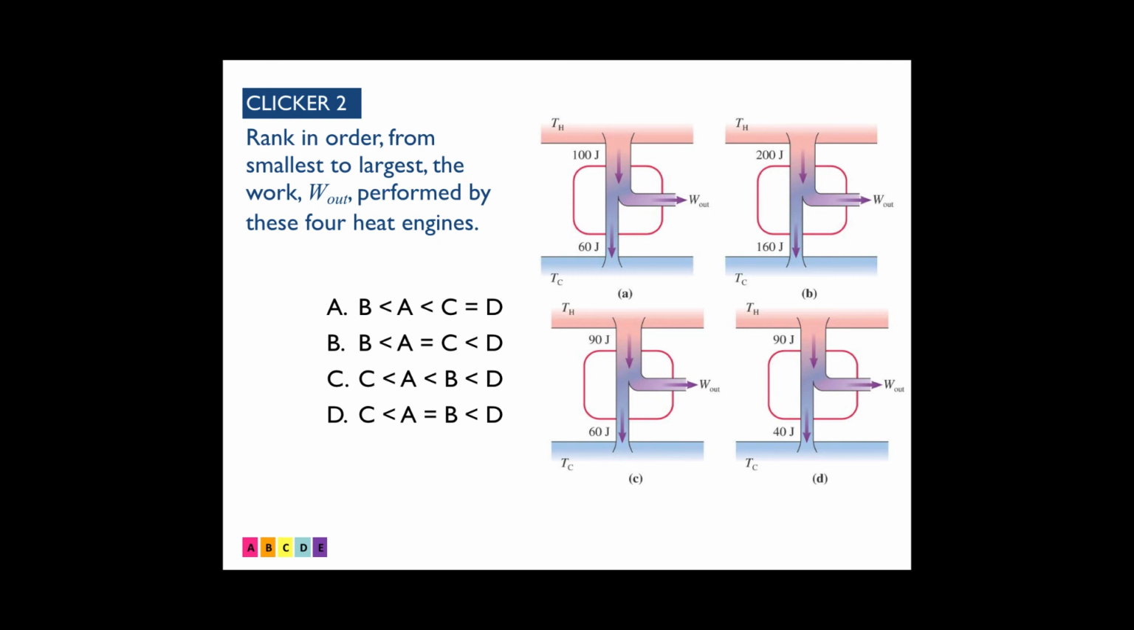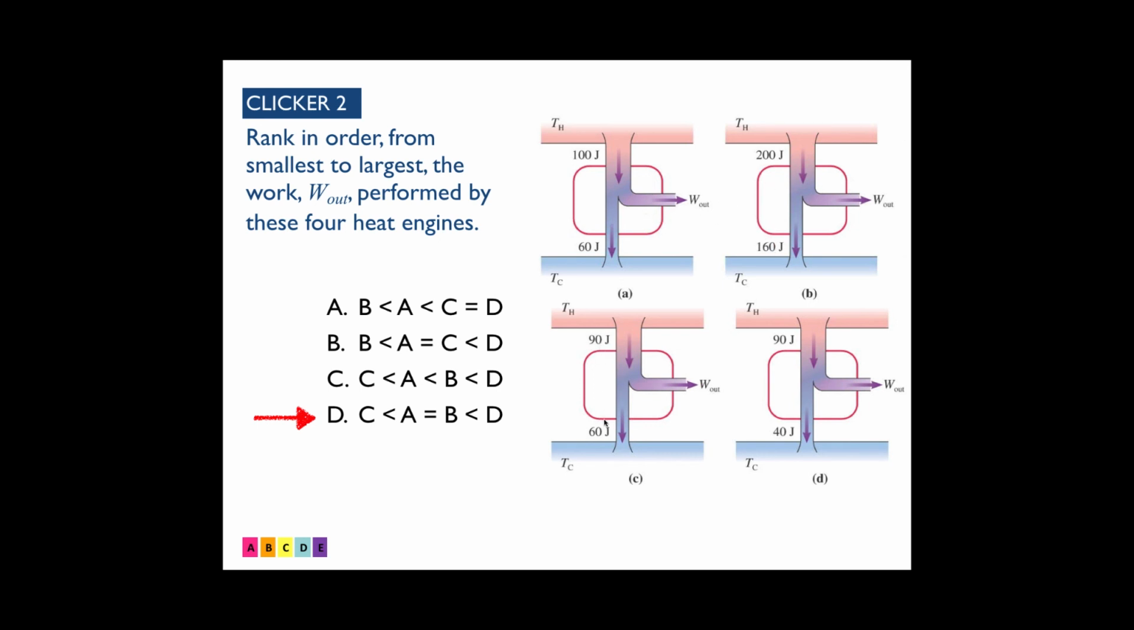Okay, we're back. Turns out the answer is D. Now, how do you get this? Well, you just subtract QH minus QC because remember, work out is equal to Q, okay? So here, 100 minus 60, that's 40. 200 minus 160, that's also 40. So these two are the same. A and B are the same.